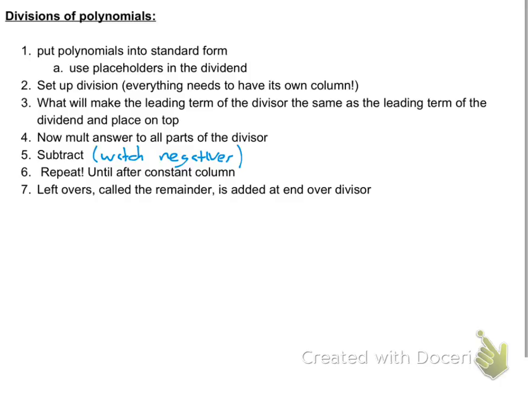So repeat this, guys, with the new polynomial after you've done your subtraction until you get to the constant column and you run out of ways to make the leading terms the same. Anything that's leftover, we call a remainder, and is added at the end over what you're dividing by. So again, until we start working on the problems, it doesn't make perfect sense yet. I wanted this to be workable for any problems that you're doing dividing polynomials.